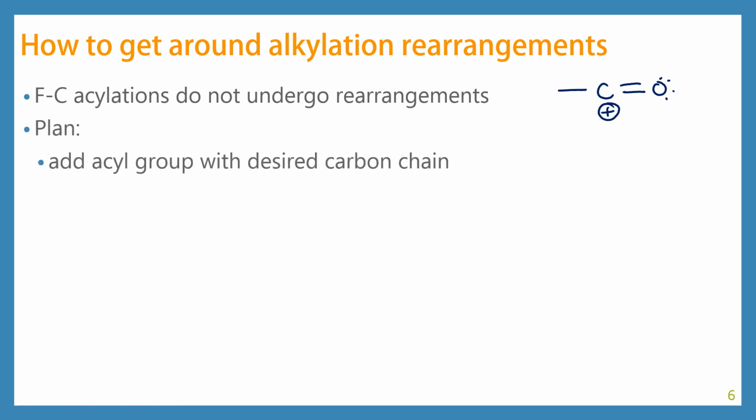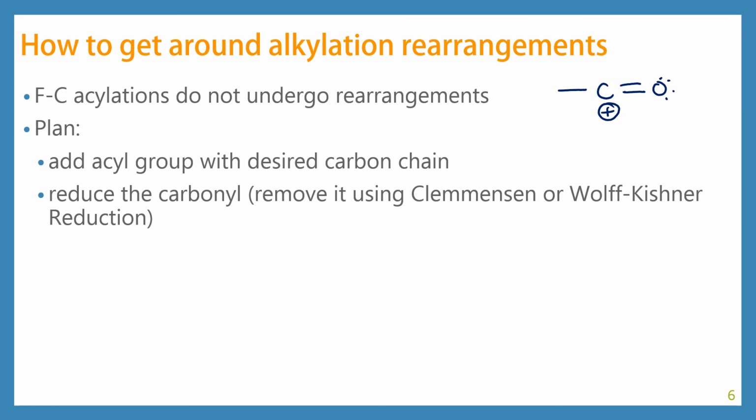So here's our plan. We add on an acyl group with our desired carbon chain, whether that's a single unbranched chain or just a chain where we have some high degree of substitution somewhere else, but a low degree of substitution at the point of attachment to the benzene ring. And then we reduce the carbonyl. We can remove it using Clemmensen or Wolff-Kishner reductions, which are both reactions that we haven't actually learned yet, but we are going to go over the mechanisms and learn them in more detail in Chapter 16.